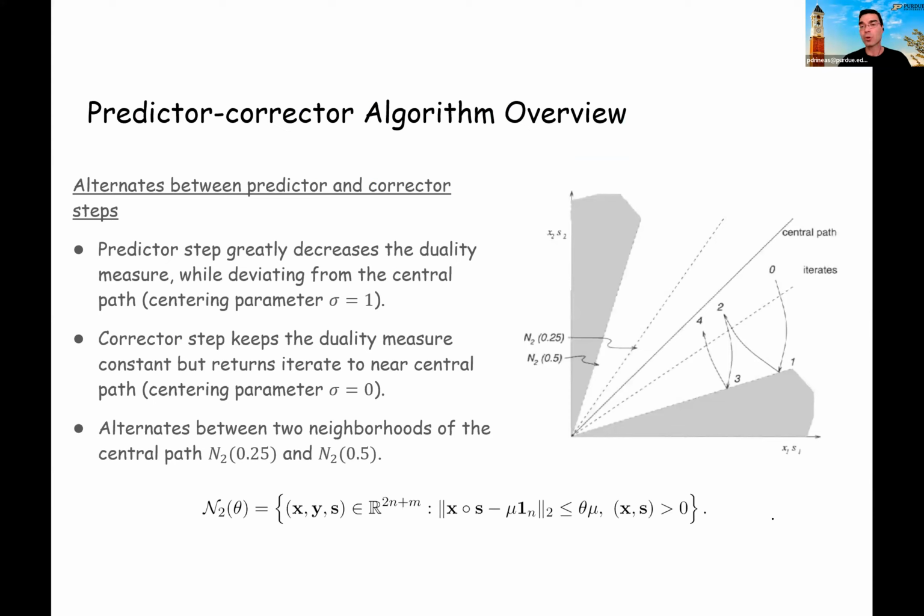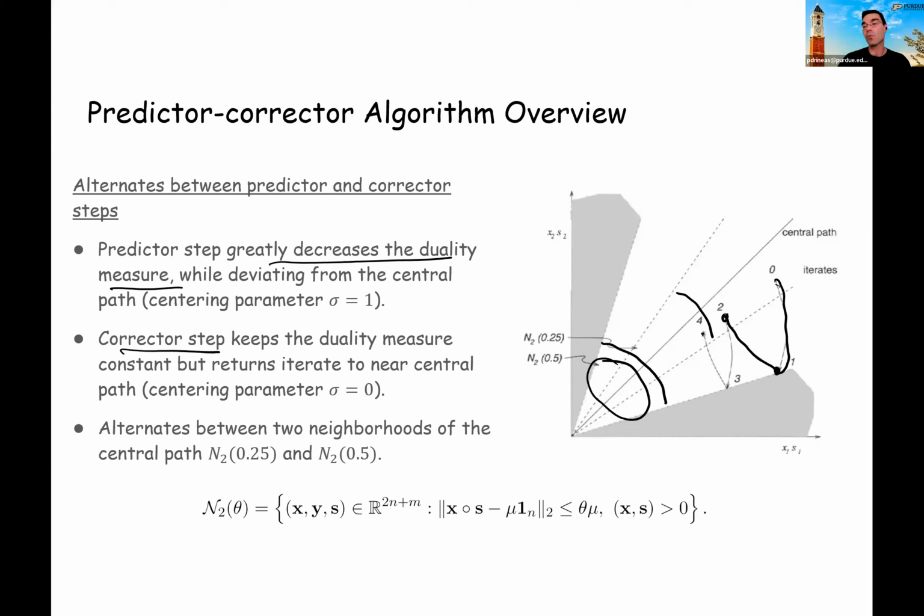Visually, this is what predictor corrector algorithms do. They have two neighborhoods. So there is this neighborhood here that is smaller, and then a more expanded neighborhood. The first step in every iteration greatly decreases the duality measure, but could deviate from the central path. So it could be in this big neighborhood. Whereas the corrector step keeps the duality measure constant, but returns back, if you will. So if you look here, you could be going there, and then that's the predictor step, and then the corrector step could take you back here. And you alternate basically at every step between those two neighborhoods.